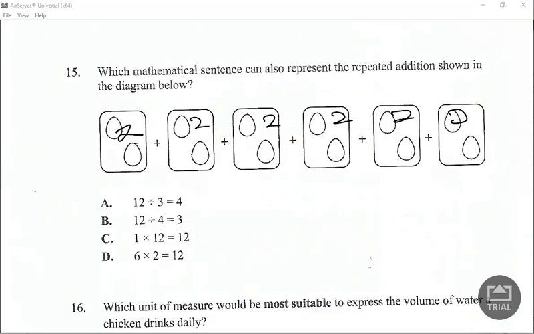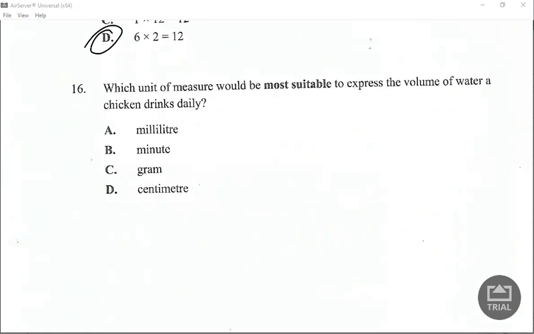What can represent? Alright, so 6 times 2 could also represent it. Alright, let's look at 16. Which unit of measure would be more suitable to express the volume of water a chicken drinks daily? And here we have milliliter, and that would be our answer. The first one.